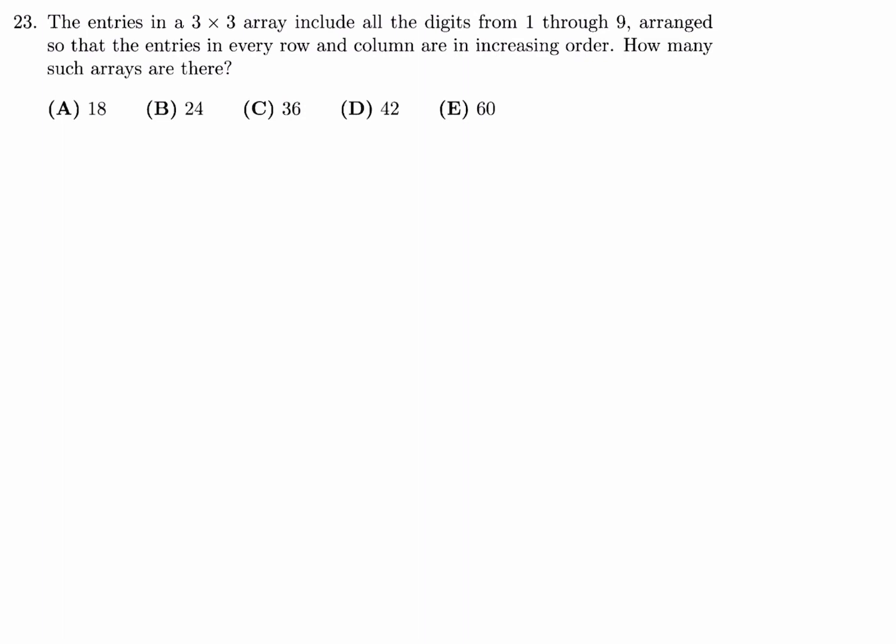The entries in a 3x3 array include all the digits from 1 to 9 arranged so that the entries in every row and column are in increasing order. How many such arrays are there? So we have 3 scenarios. The first scenario is when you have a 4 in the middle. So the middle number will be 4. The second scenario is when the middle number is a 5. And the third scenario is where the middle number is a 6.